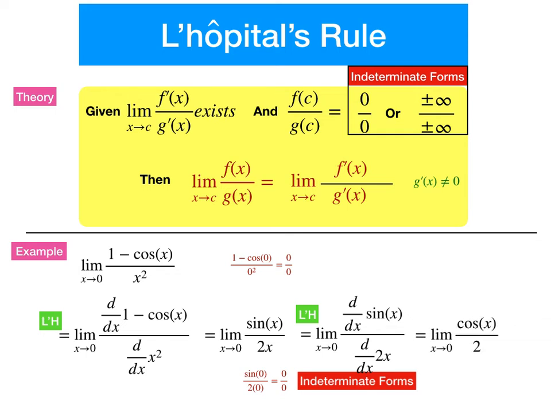And then you get the limit as x goes to 0 of cosine of x over 2. At this point, you should plug 0 into x to see if you can find the limit using direct substitution. If you plug 0 into cosine of x, you get 1 over 2. So in conclusion, the limit as x goes to 0 of 1 minus cosine of x over x squared is 1 over 2. And you found this limit using L'Hopital's rule, not one time, but twice.